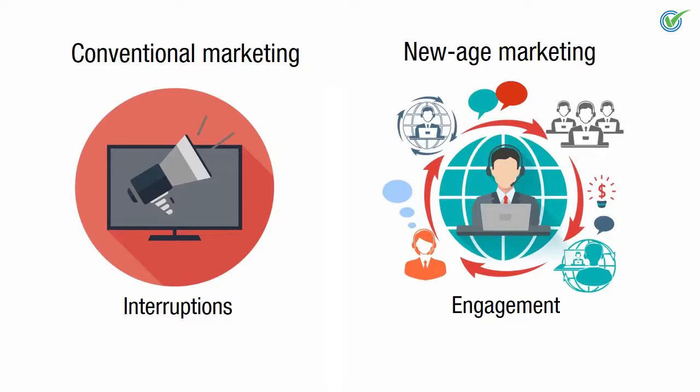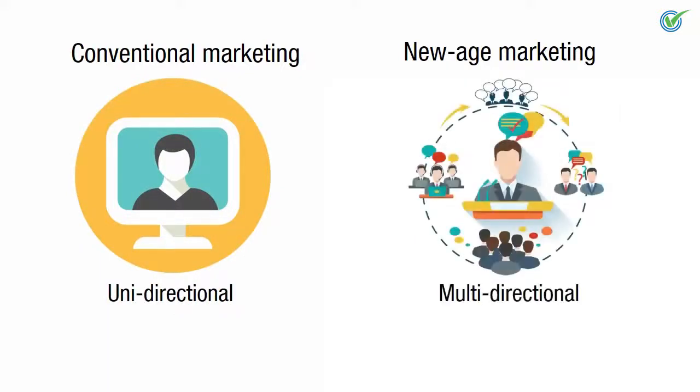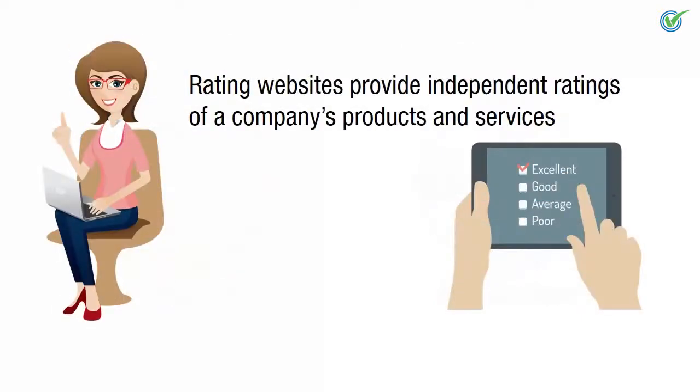Unlike older media options, where sales and marketing communications were primarily unidirectional, communications have increasingly become multidirectional. So, for example, there are many rating websites available where customers can provide independent ratings of a company's products or services, and others, including the company itself, can respond or elaborate on these ratings.